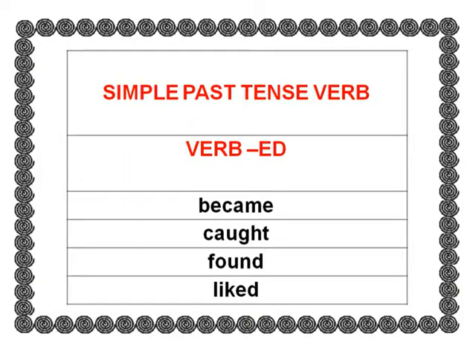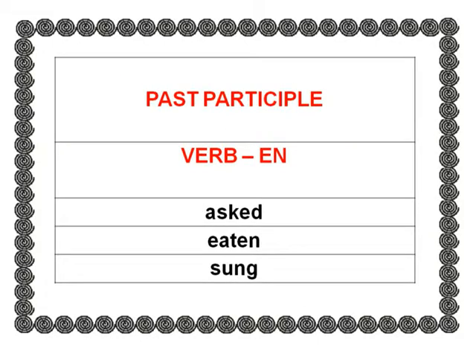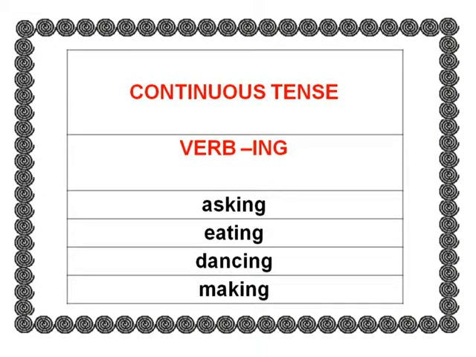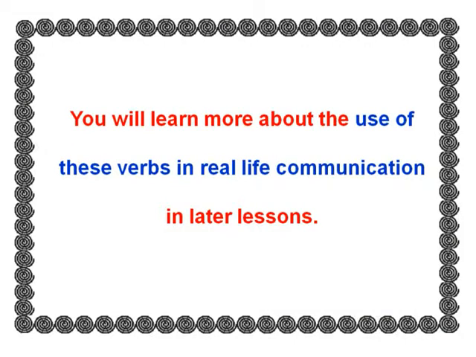Simple past tense form of the verb. Became, caught, found, liked. Past participle. Asked, eaten, sung. Continuous form. Asking, eating, dancing, making. You will learn more about the use of these verbs in real-life communication in later lessons.